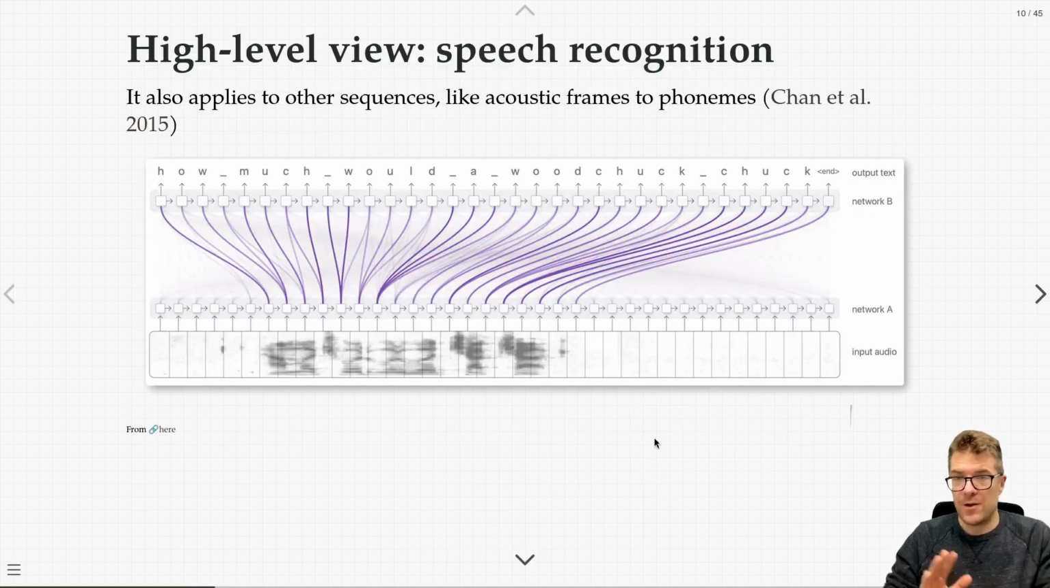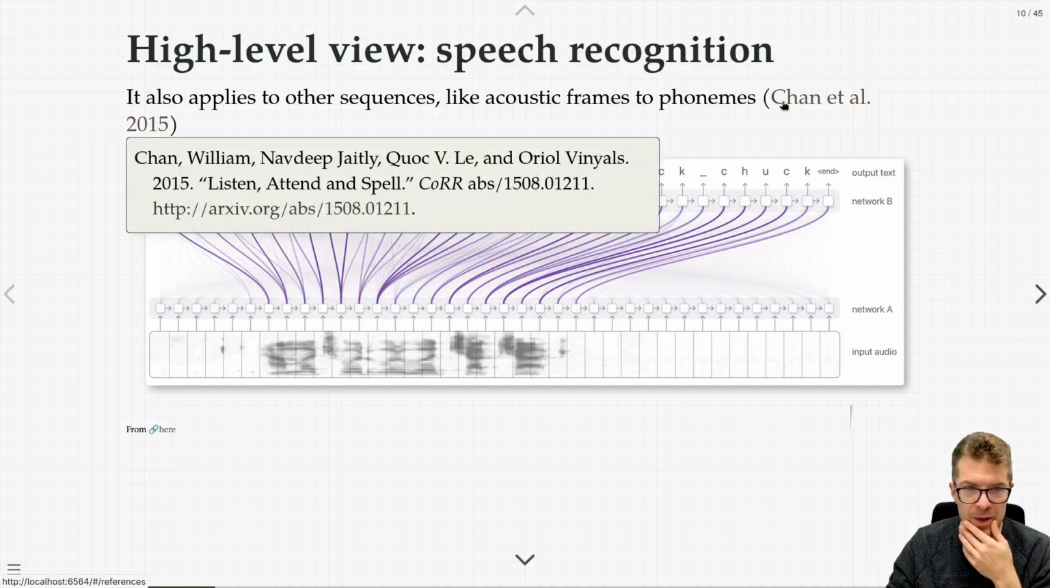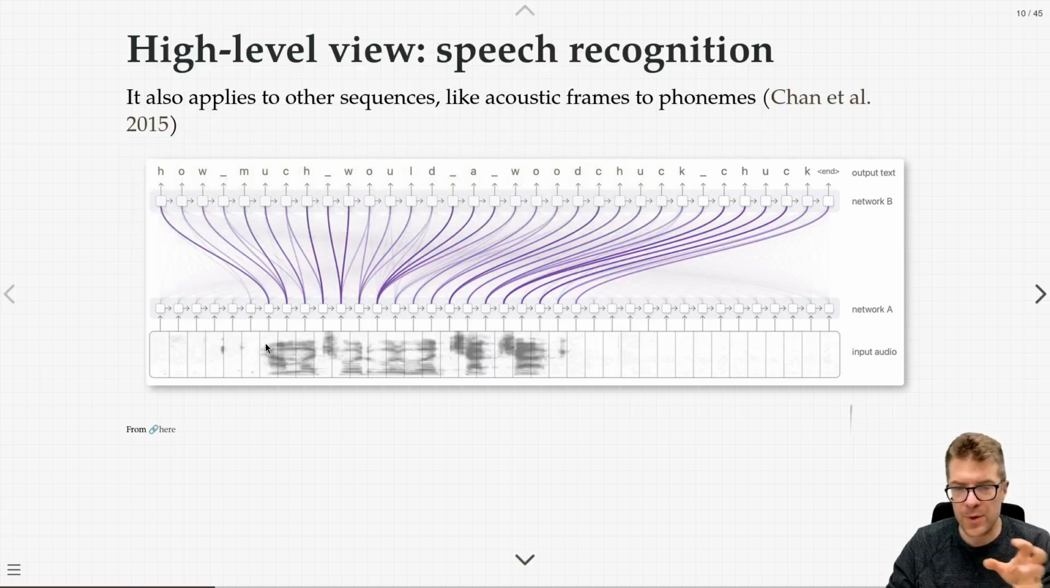So just a quick side note, we're mostly going to be looking at machine translation for simplicity, but the same concept applies to other domains as well, in particular speech recognition. This is yet another foundational paper in speech recognition, Listen, Attend and Spell. So here we have the inputs in the source recurrent neural network.